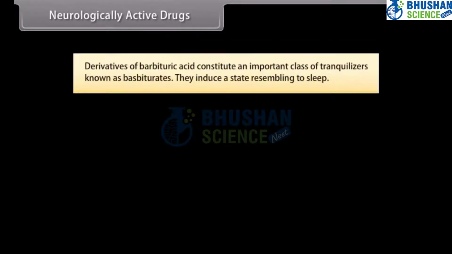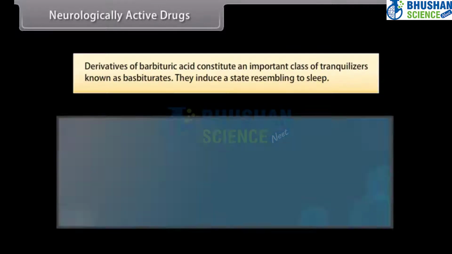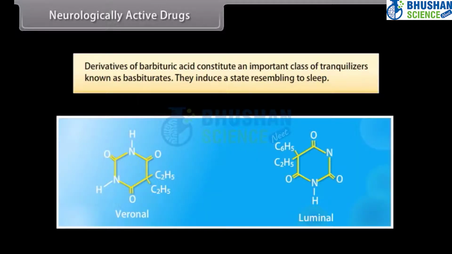Derivatives of barbituric acid constitute an important class of tranquilizers known as barbiturates. They induce a state resembling sleep. For example, Veronal and Luminal.